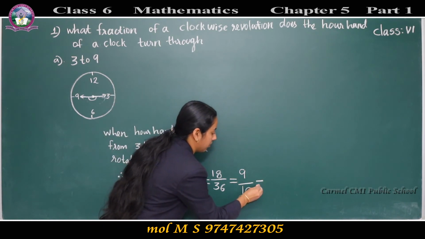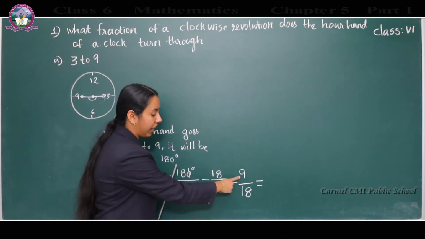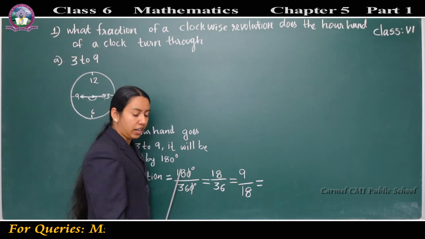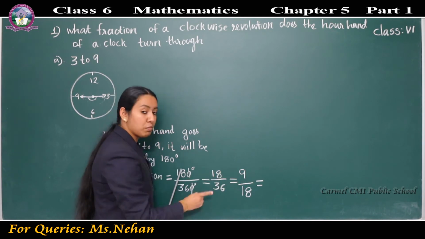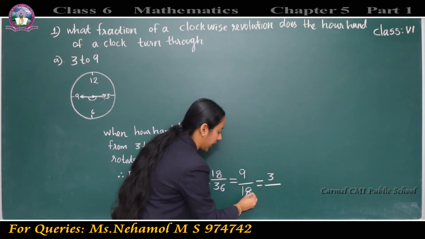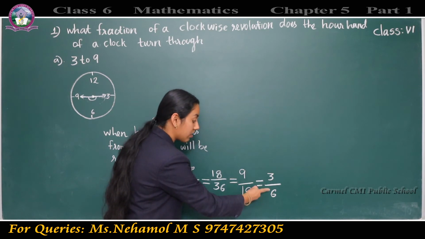Then we can convert this fraction also to its lowest term. 9 is divisible by 3, 18 also divisible by 3. Divide both numerator and denominator by the same number. Then 9 by 3 is 3. Then 18 by 3 is 6. 6 3s are 18, so 18 by 3 is 6.